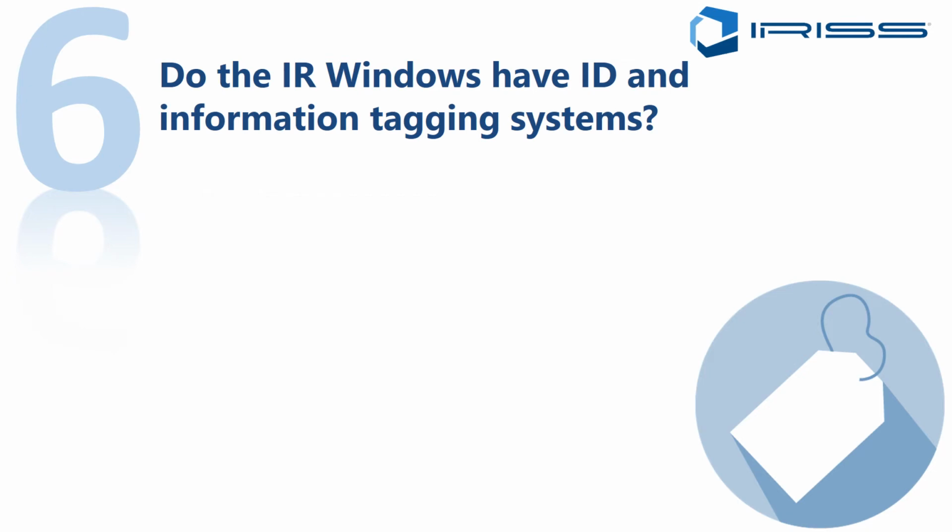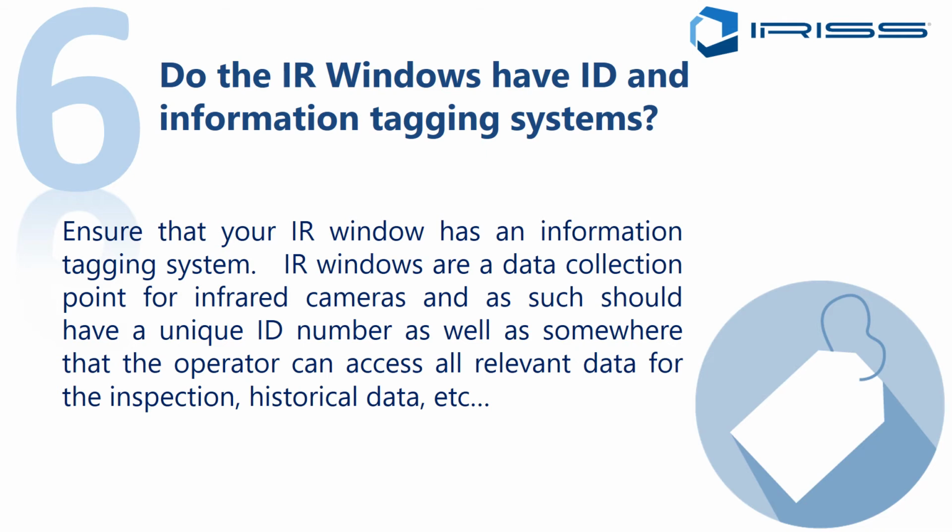Now, number 6, do your windows have an ID or information tagging system? Now, again, infrared windows are a data collection point for an infrared camera, if you look at it that way. And there's a bunch of information that really the operator would like to have at that window that tells them the camera transmission, the targets, if there's some history, etc. Now, again, it can be as simple as a write-on label, or as complex as what we have in Iris, which is our eSentry Connect Smart Tag systems.